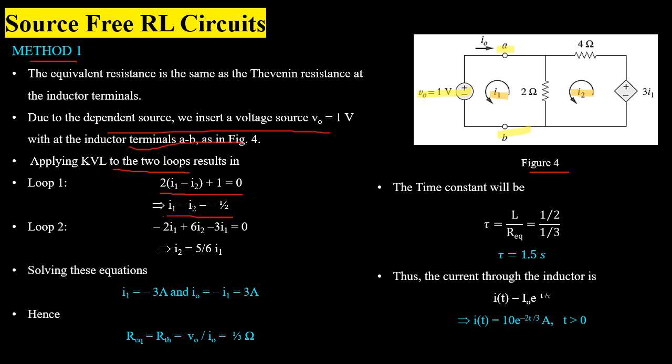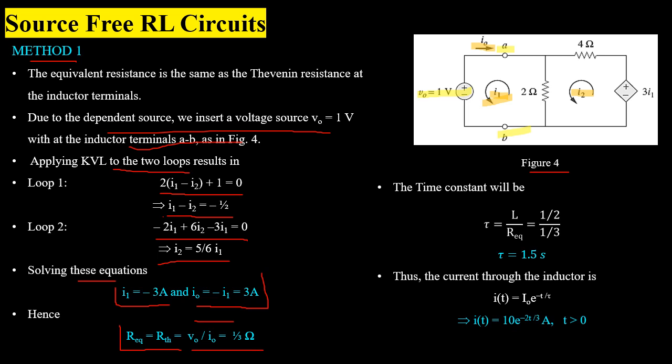For loop 2, the equation will be minus 2 I1 plus 6 I2 minus 3 I1 equal to 0, which will give I2 equals 5 over 6 I1. Solving these equations we will have I1 equal to minus 3 amperes, and we know that I1 and I0 are in opposite directions, so I0 will be equal to minus I1, which will give us a value of 3 amperes. Now using Ohm's law, we will find the R equivalent or R Thevenin at the terminals A to B, which will be equal to V0 divided by I0 and will have a value of 1 over 3 ohms.